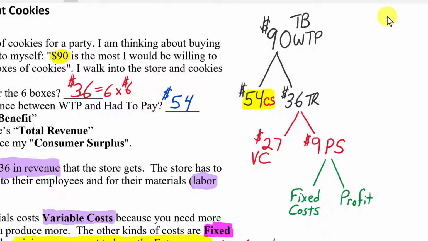We start off with the $90, the most the consumer is willing to pay for the cookies. They have to pay $36, and that leaves $54 as the difference between the most they were willing to pay and what they had to pay. Then the business takes the $36 that they have in the cash register in total revenue. They pay their variable costs of $27. That leaves $9 in producer surplus left over, which is not the same as profit, because this business has to pay their fixed costs, and then they might have some profit left over.